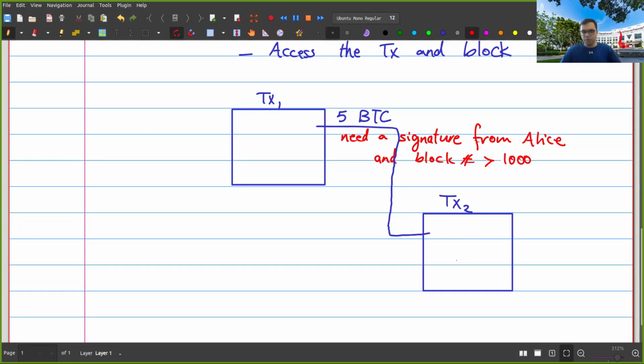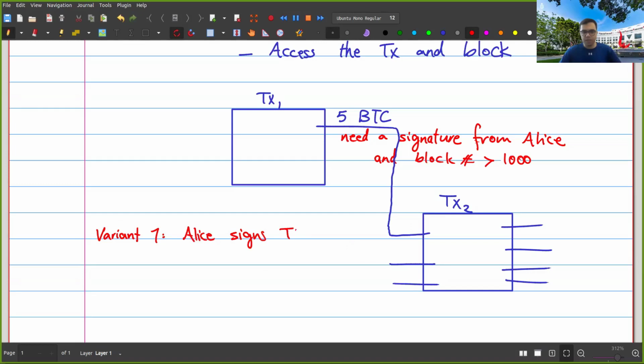Now, there are two ways to look at this. This transaction, again, is going to have a bunch of inputs, let's say 3 inputs, and it's going to have a bunch of outputs, right? Now, what exactly should Alice sign? One way of looking at this, so this is variant 1, is that Alice should sign the entire transaction. Okay, so Alice signs transaction 2.